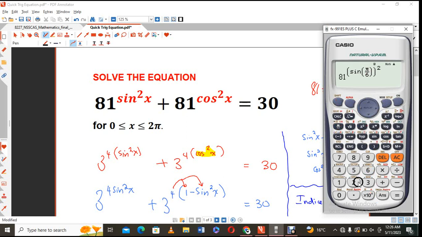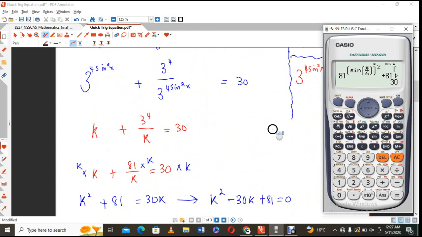Squaring that, and then coming down here, plus 81 raised to the power of cos, of course, where the angle I'm using is pi over 6. I'm just using one angle for you to see if we arrive at the same solution. Remember I said it must be squared, so let's see if I hit equals whether we get 30. You see that we get 30, so definitely it's a solution, and you can check all the other solutions within the given domain.